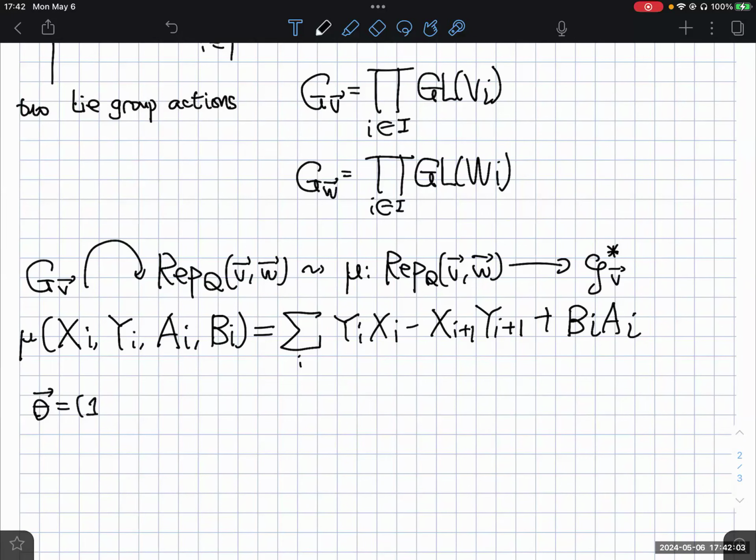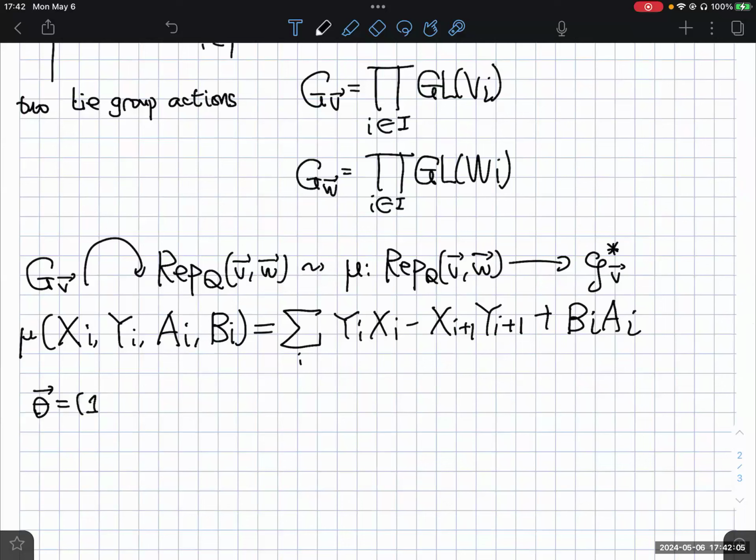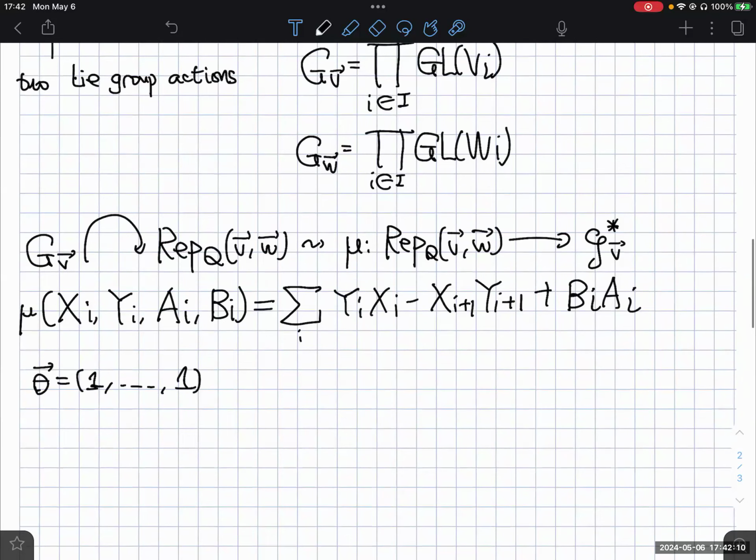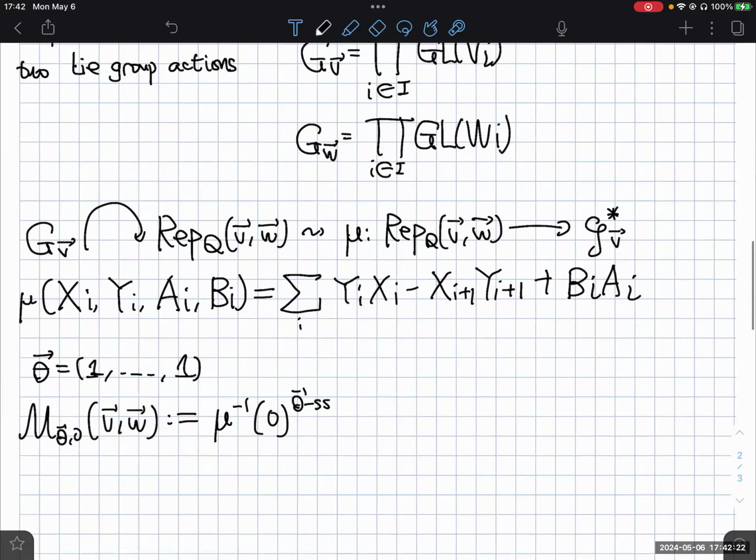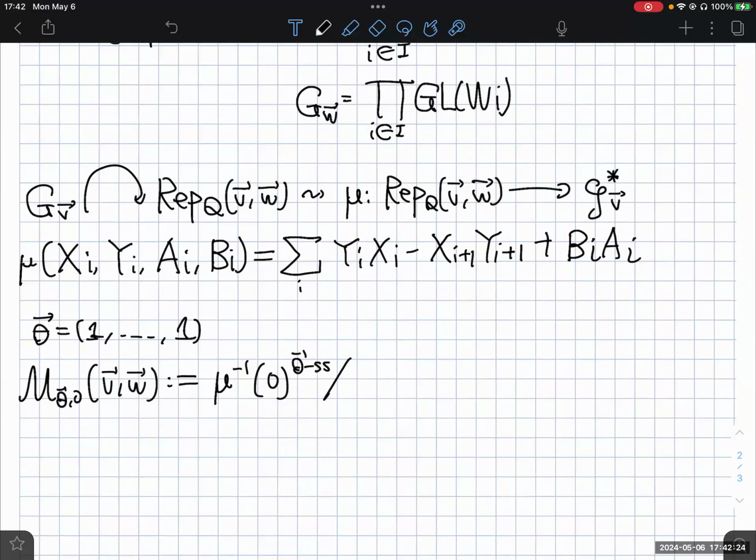Throughout this paper, I will assume the stability condition to be all positive ones. We can define the quiver variety as the theta-semistable points, which is actually the theta-stable points over here. So this is the definition of the affine type A quiver varieties.